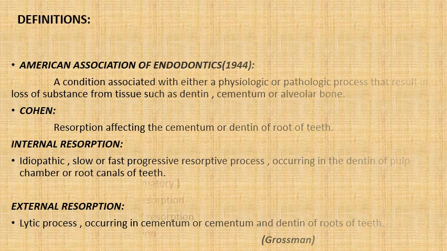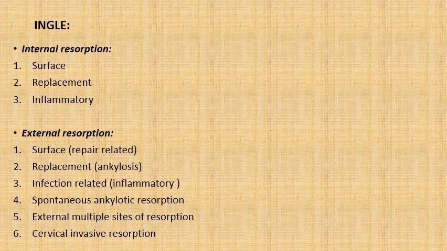And classification is very important. Broadly it is classified as internal and external resorption, and in both there are three types which are common: surface type, replacement, and infection related. Always remember, surface type of resorption is very minimal. It's a kind of repair mechanism. Replacement is also a repair mechanism, where ankylosis will happen and bone will get deposited. The most damaging of all these three types is the infection related.